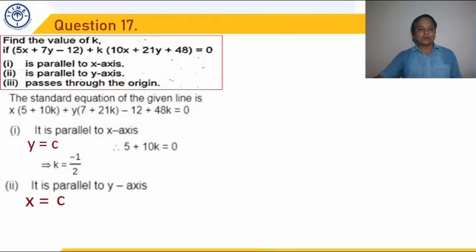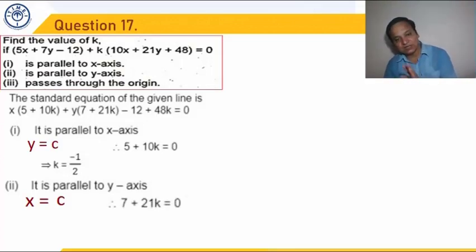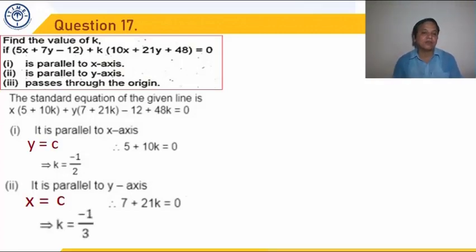So we put the coefficient of y, that is 7 plus 21k, equal to 0. We are interested in finding the value of k. So the value of k comes out to be minus 1 by 3. These are independent parts. Parallel to the y-axis, x equal to constant, so we just equate the coefficient of y equal to 0.